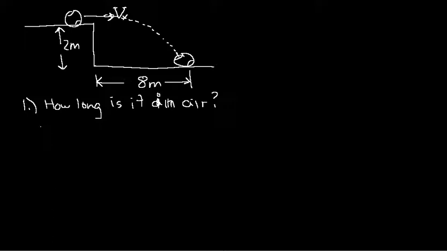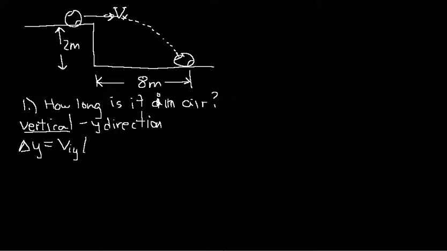Okay, so we're back, and we're going to talk about how to solve for time. Well, in order to solve for time, I'm going to consider the vertical motion. And for the vertical motion, I'm talking about the y direction. And I know that the displacement in the y direction is equal to the initial velocity in the y direction times the time, plus 1/2 the acceleration in the y direction times the time squared.